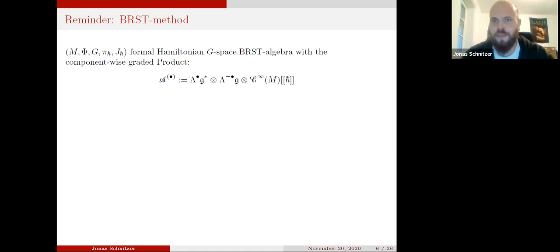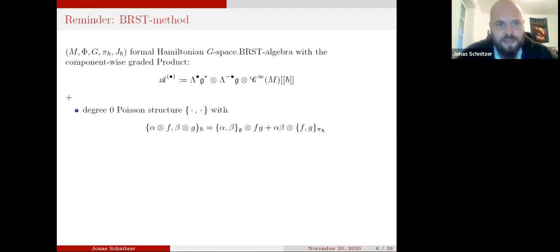Okay, this algebra is very interesting because it has a degree zero Poisson structure, which comes from a Poisson structure on the first factor, the exterior algebra of G star and the exterior algebra of G, which you can just see, in a weirdly graded way, as the cotangent bundle of G star, like graded functions on it, right? And this has, of course, even a symplectic structure. This is this bracket with the index G. And I have a Poisson structure on the smooth functions of M. This was part of the hypothesis. And then I combine them.